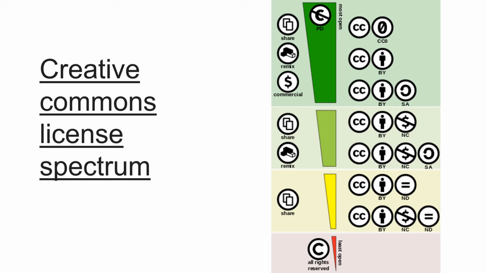Next is about the Creative Commons license spectrum, starting from the most public domain, which is at the top of the picture, until all rights reserved, which is at the bottom. From the picture itself, the left side indicates the use cases that are allowed, and the right side indicates the license components that we have talked about earlier.